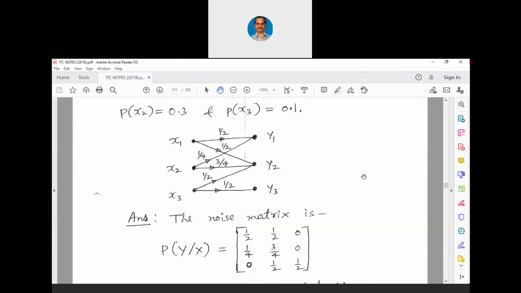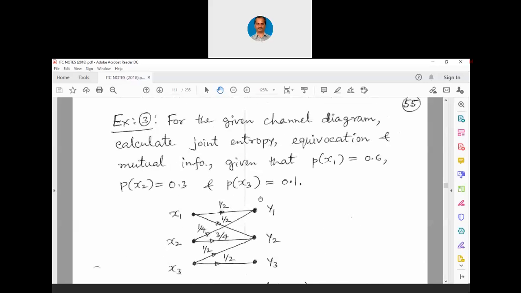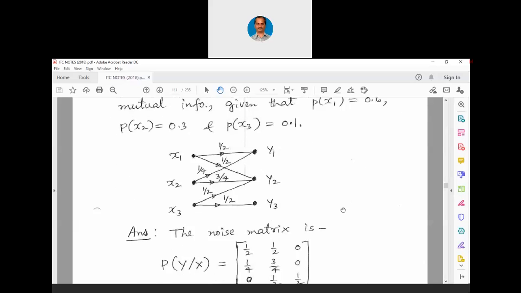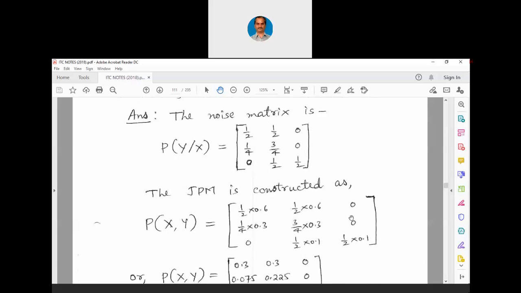Based on this, we will write the noise matrix now. Say half, half, 0, 1/4, 3/4, 0, 0, half, half. That is evident from the channel diagram. This you can easily write. Once you write the noise matrix, you can easily write the JPM also. Why? Because this is given now: 0.6, 0.3, 0.1 is given. Using the data of the source symbol probabilities, we can now write the JPM.